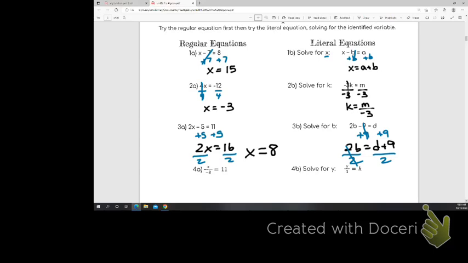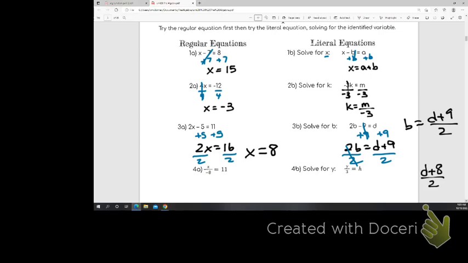so how could we simplify it? Okay, so let me rewrite this up here. All right, so the question is, what if it had been d plus 8 over 2?